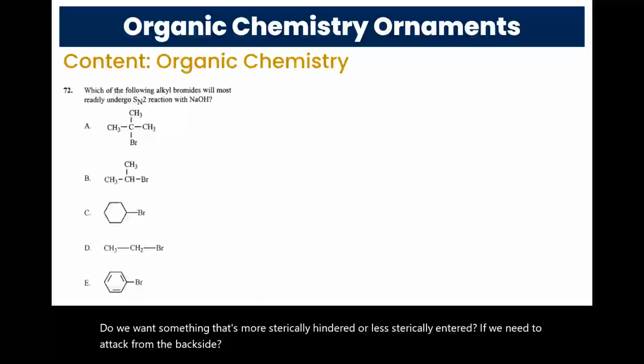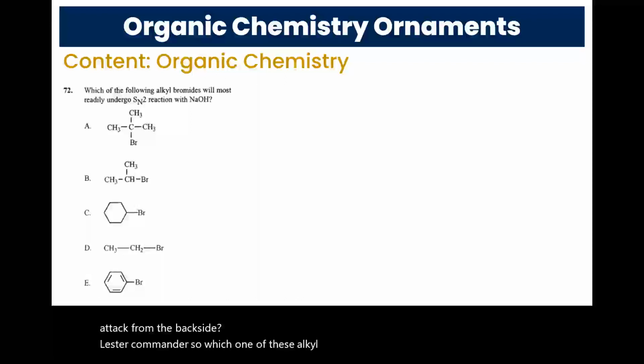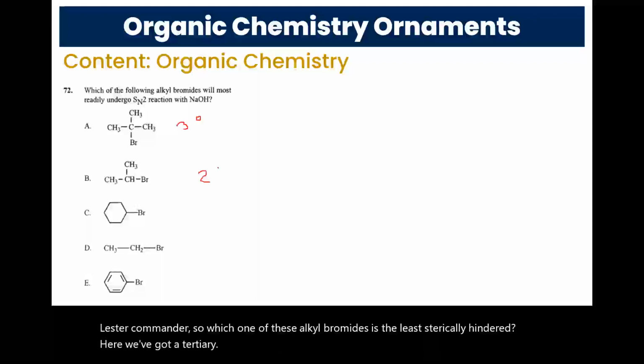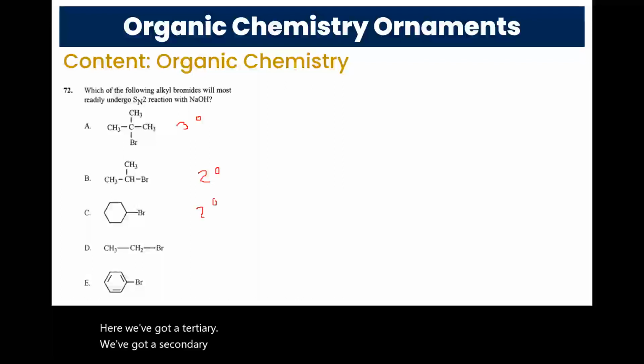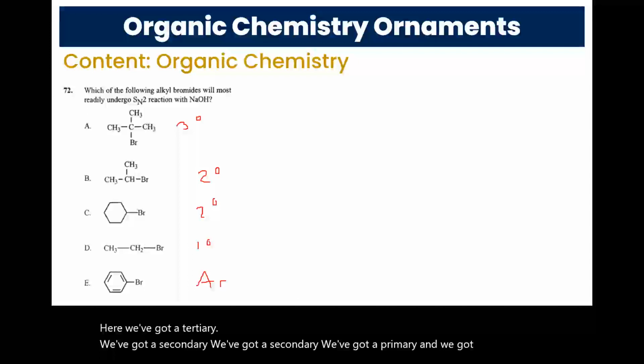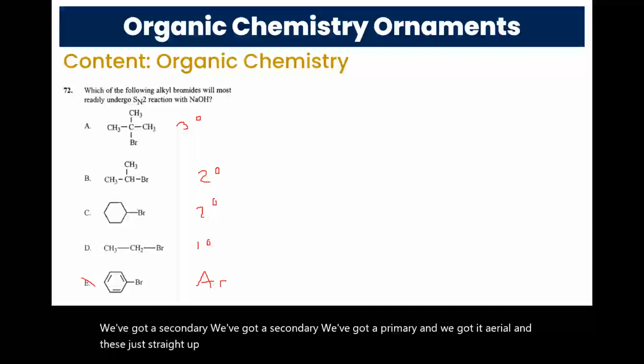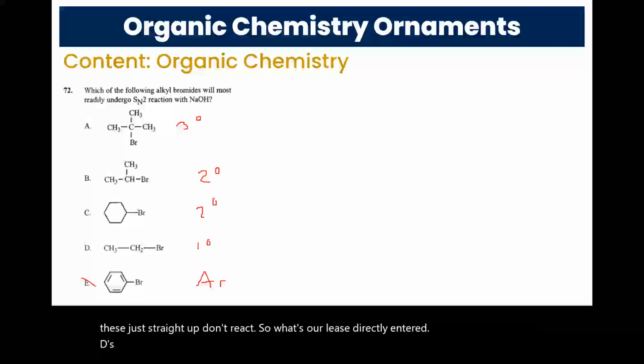So which one of these alkyl bromides is the least sterically hindered? Here we've got a tertiary, we've got a secondary, we've got a secondary, we've got a primary, and we've got an aryl. And these just straight up don't react. So what's our least sterically hindered? D. D is our answer. Yep.